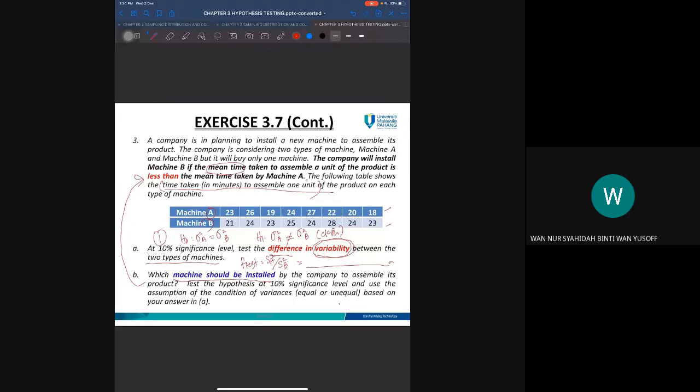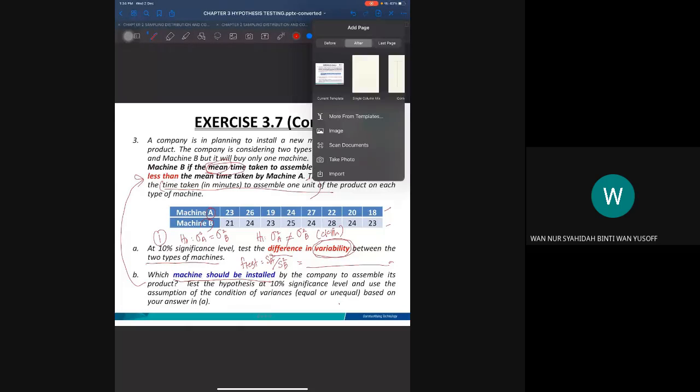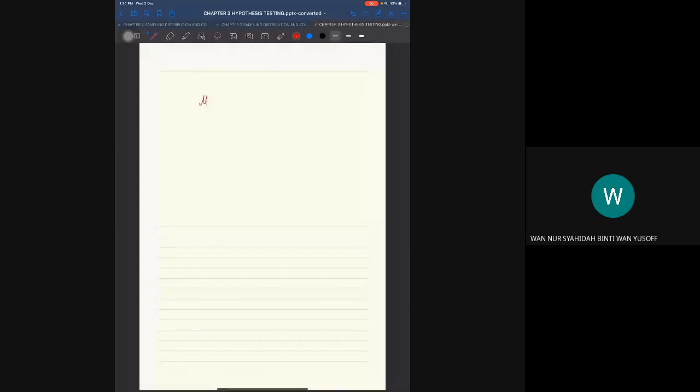How is the hypothesis here? What parameter? Mu B minus mu A less than 0. So it is clear here we have a mean: mu B minus mu A less than 0. Is this H0 or H1? H1. So the claim is at H1.